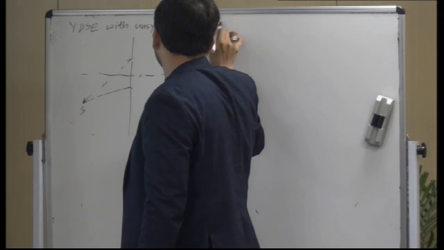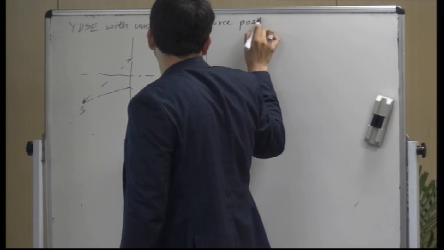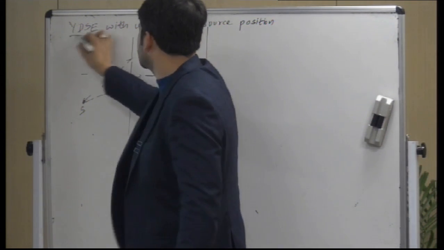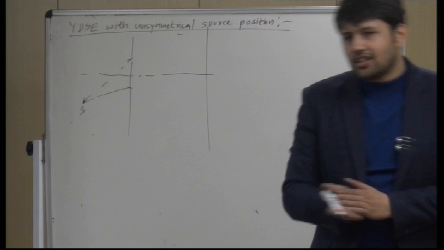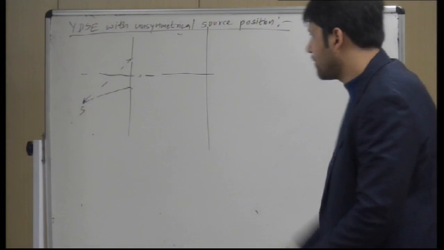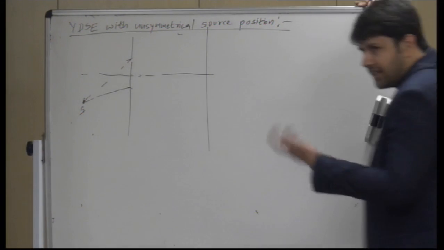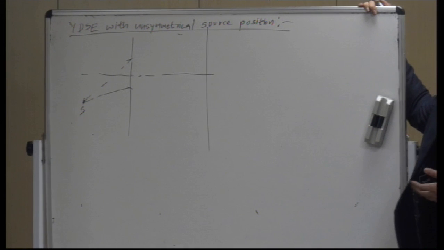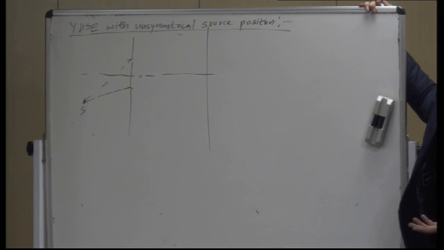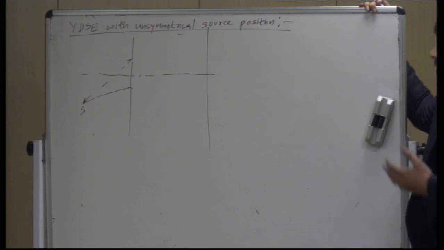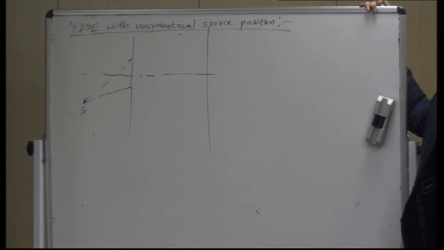Now from here we actually start YDSE in the proper form, like for exam purposes. Before it was like a repeat of the CBSE syllabus, a repeat of NCERT. Now from here, tell me what would happen? Where should the central bright fringe shift? Which direction should it go?